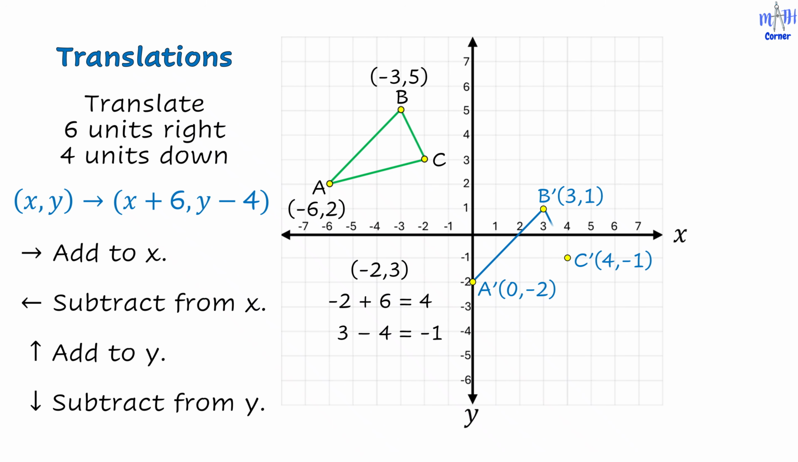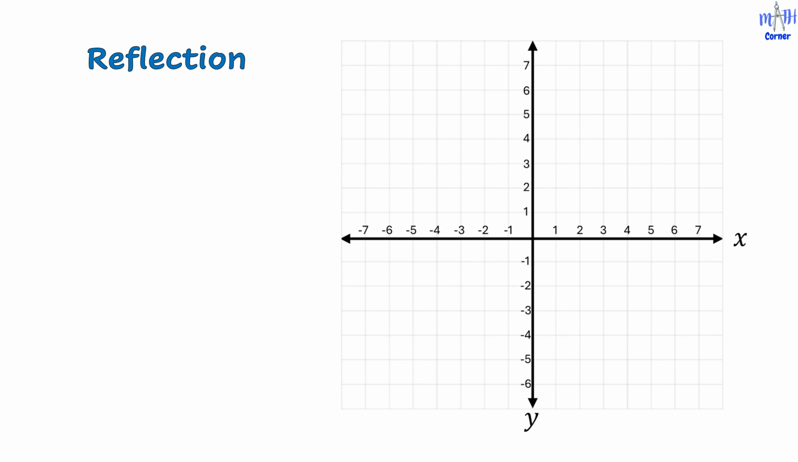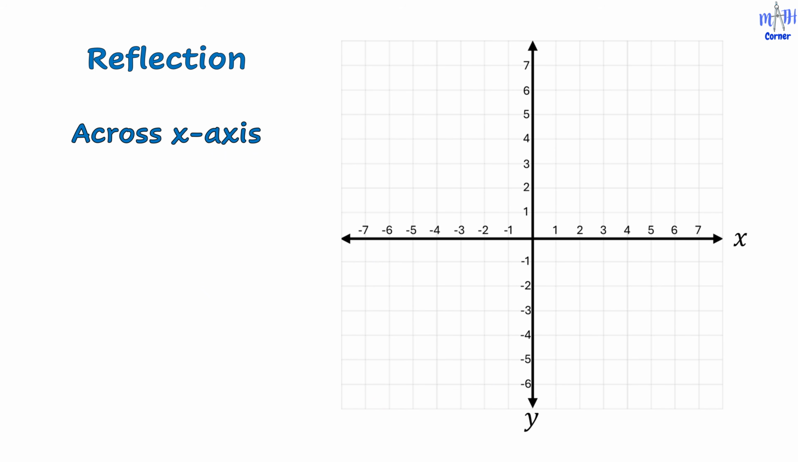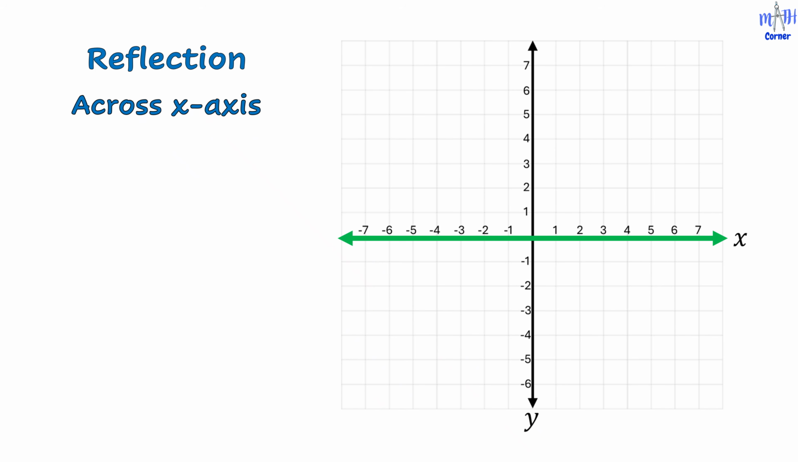If we connect the new points, notice that the figure keeps the same orientation. That's the key idea of translation. Next is reflection. A reflection flips a figure across a line. Think of it like looking into a mirror. Let's discuss reflection across the x-axis, y-axis, and origin. Let's start with reflection across the x-axis. The x-axis will serve as the mirror.